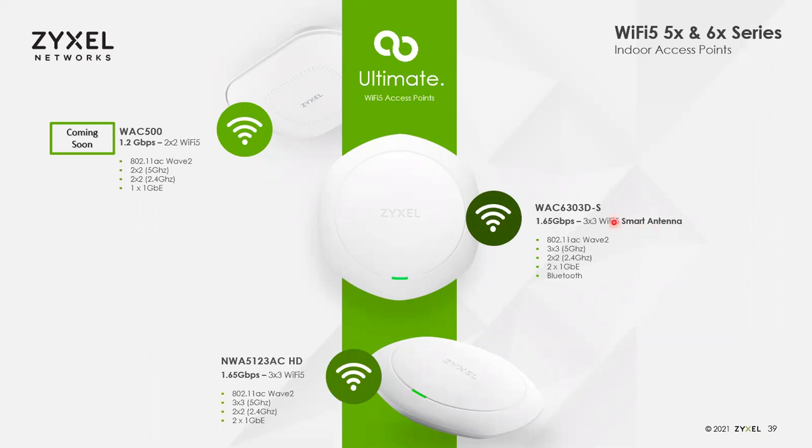We have our WAC 6303D-S. This is our most affordable smart antenna access point. It's 11 AC Wave 2. We've also got our 5123 ACHD. So if you don't need the smart antenna technology, this is a good one to go to.